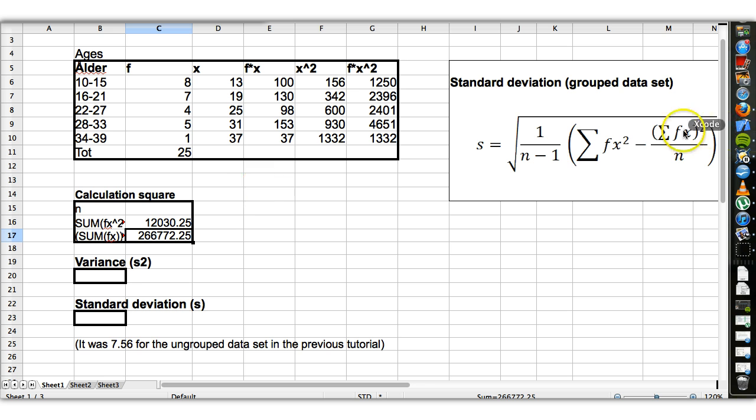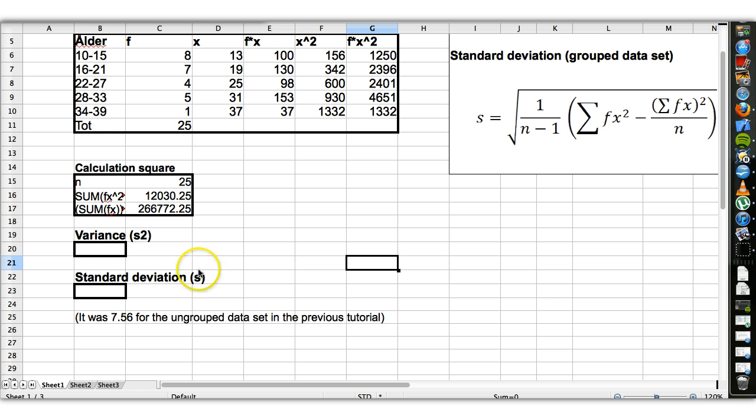And we have our 2 most important parts of the formula. Finally, we need our n, which is the number of observations, so I can just sum our frequencies here, and we get 25, which is the same as our total, so we've done it correctly. We now have all the different parts of this formula over here that we need to calculate the standard deviation.